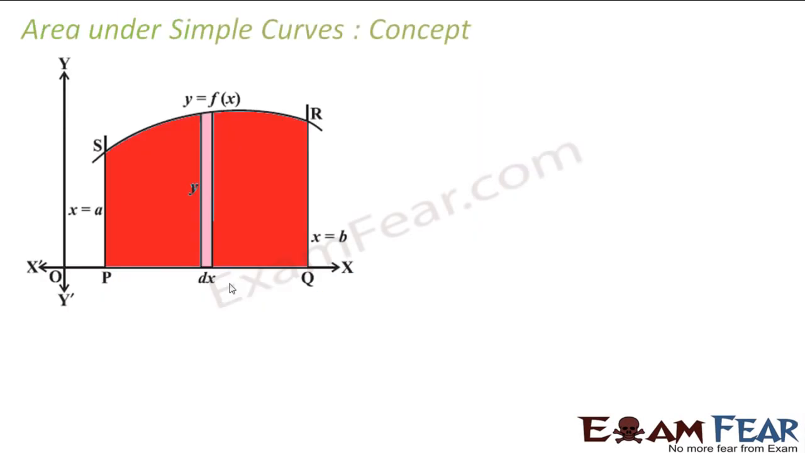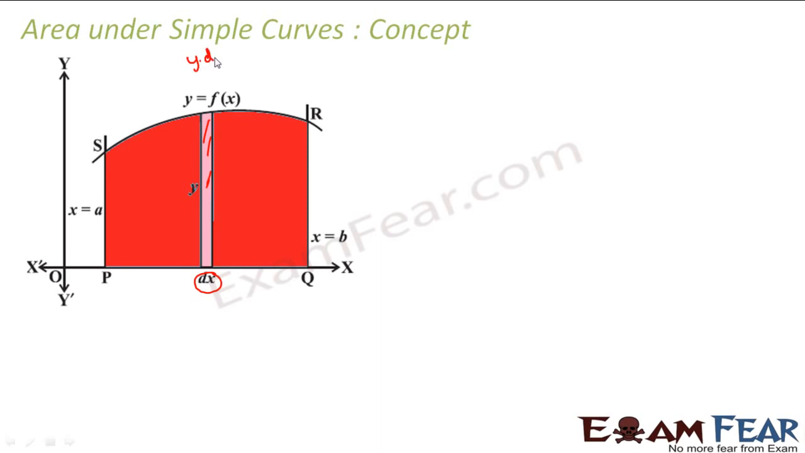Area under a simple curve is widely used in the physics world, where you have some curve and you find the area. That is when we use this. And the concept is pretty simple. You have this function y is equal to f(x), correct? So what you do is take a small strip of width dx and height y. So the area of this rectangle will be how much?